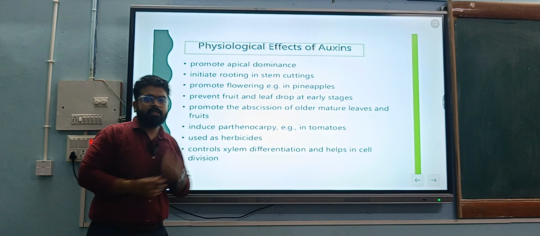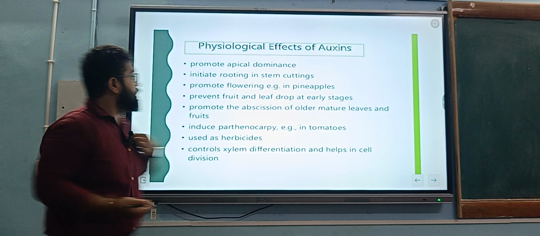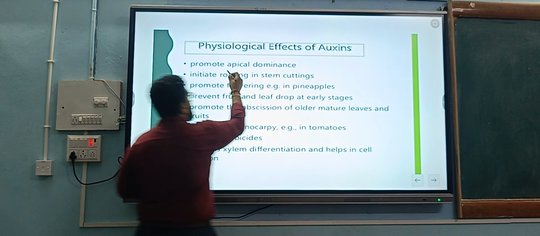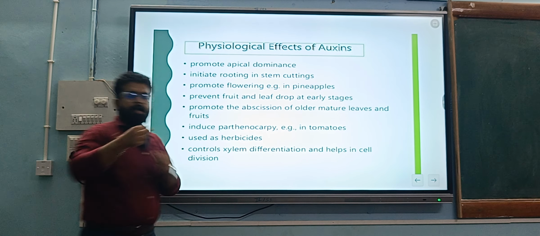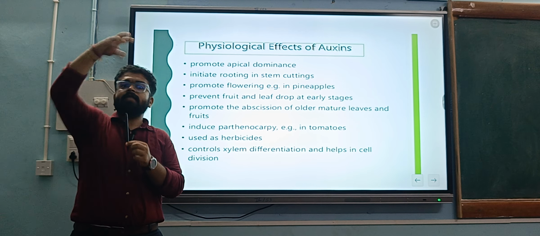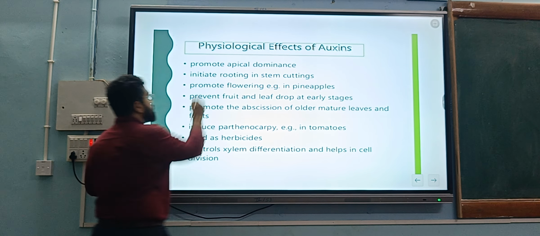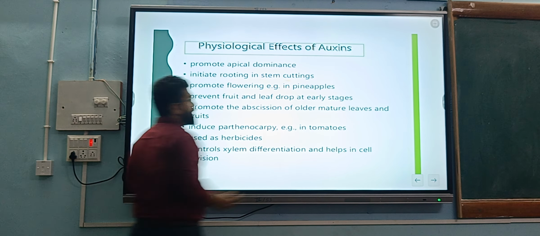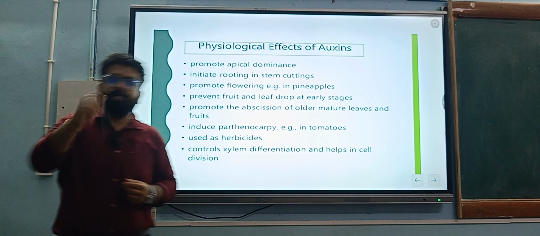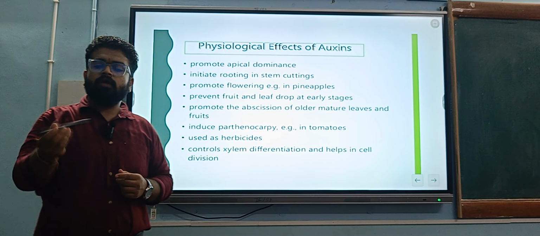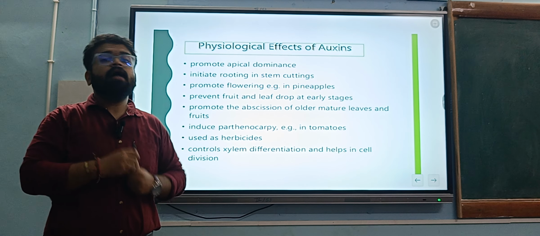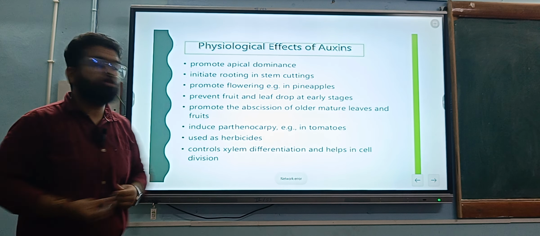What is the physiological effect of Auxin, or what is the role of Auxin? The first role is to promote apical dominance. This is the apical portion of the plant. It plays an important role in the dominance of apical growth. Auxin also initiates rooting in stem cuttings. Whenever you go for cutting planting, you have to dip the cutting in Auxin solution, which promotes the growth of the plant.